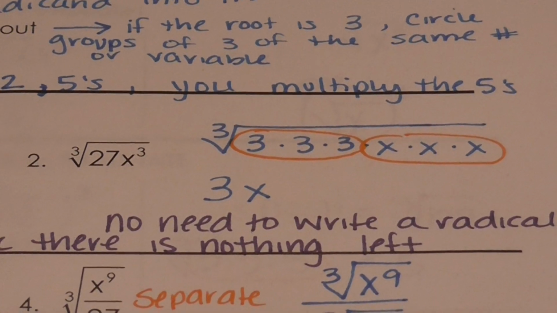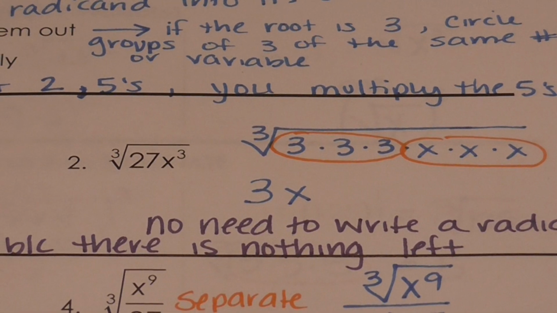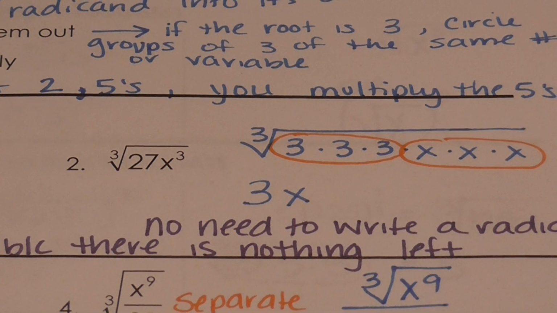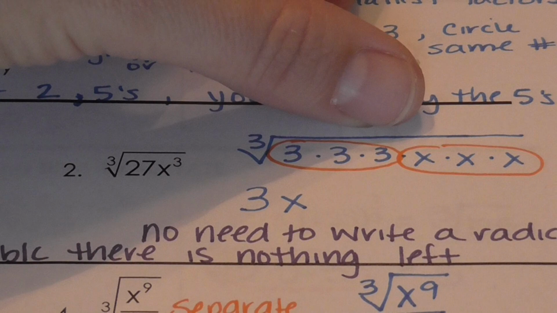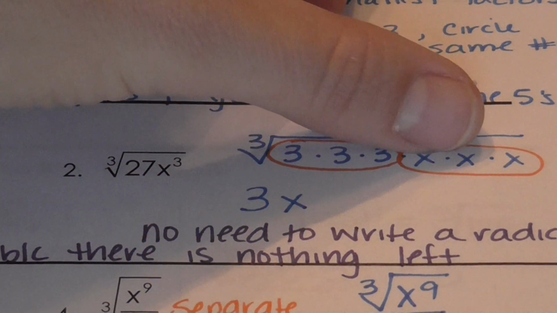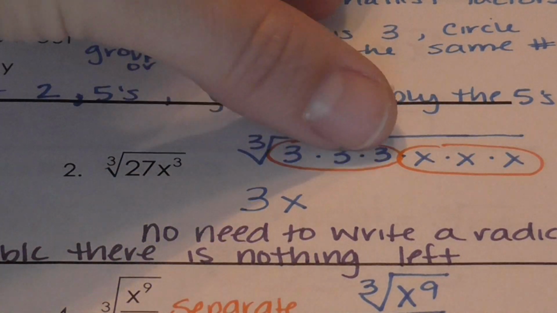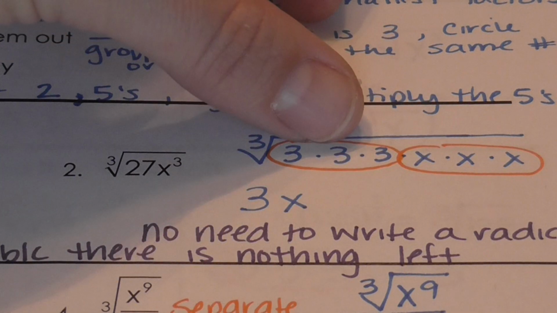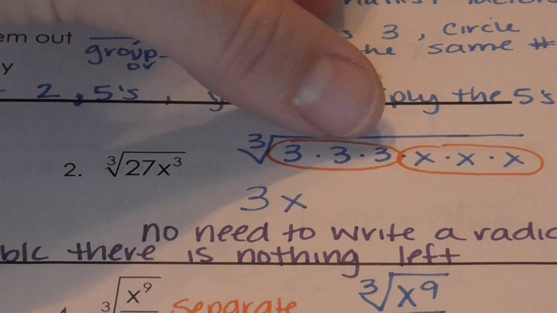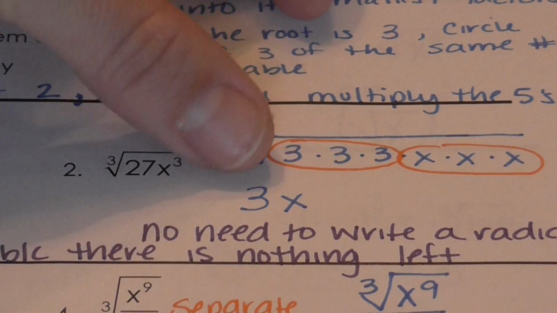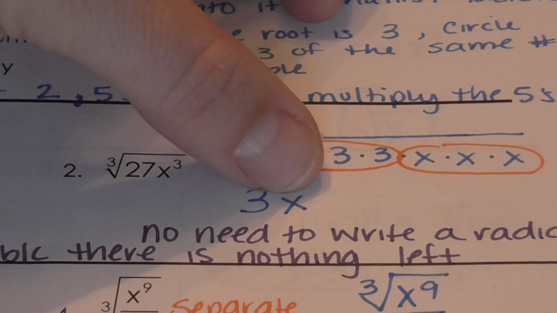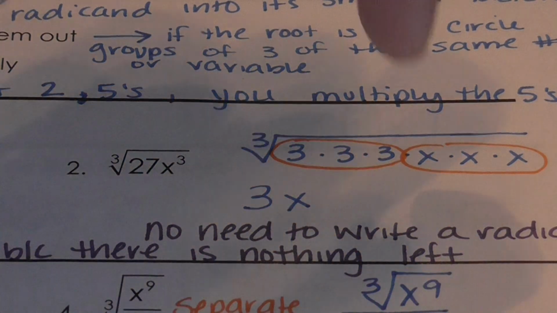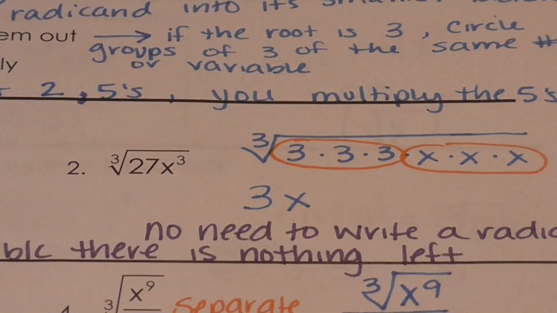All right, let's take a look at the next one. It's cube root of 27x cubed. So I'm going to write 27 as 3 times 3 times 3, and x cubed as x times x times x. I'm going to circle groups of 3 of the same thing. So there's a group of 3 and there's a group of 3. I pull out one of this group, which is just 3. I pull out one of this group, which is just an x. There's no need to write a radical again because there's nothing left over inside.